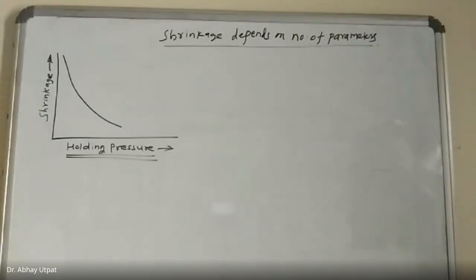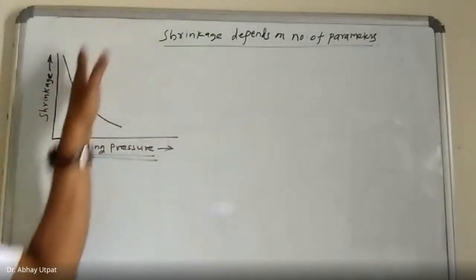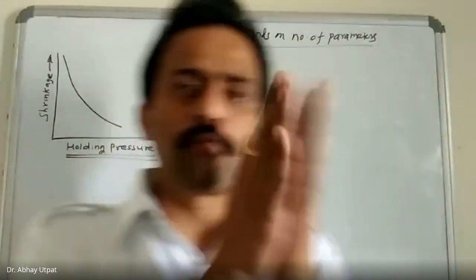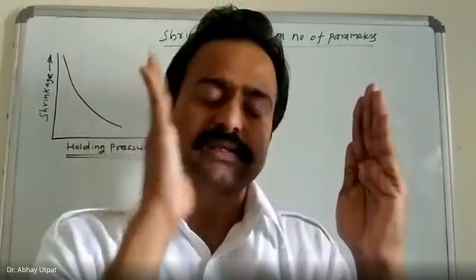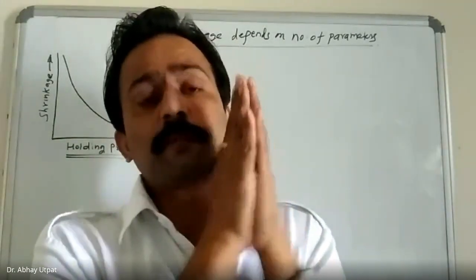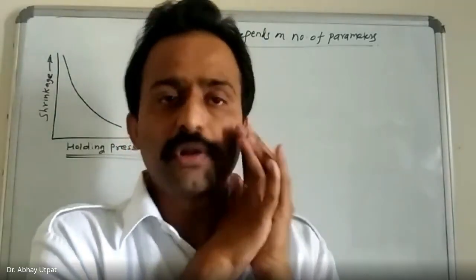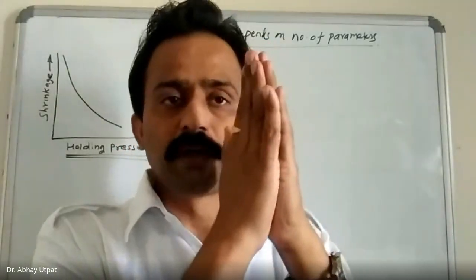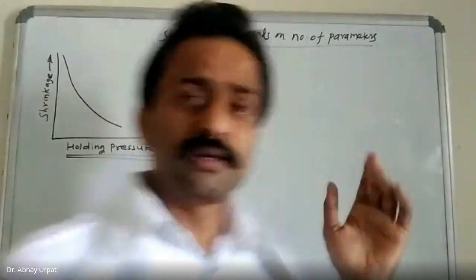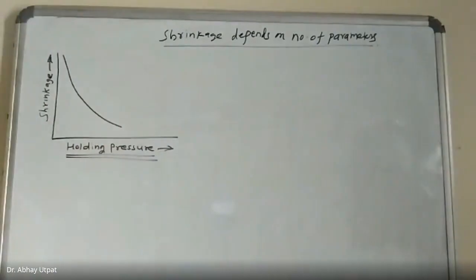What this graph is showing, as holding pressure increases, shrinkage decreases. Holding pressure means what? You are going to hold the mold walls. This is one half, this is another half. These two halves are held together with the help of mechanical clamp or hydraulic or pneumatic clamp. If you hold this tightly, then it is observed that shrinkage decreases. So holding pressure plays an important role in controlling the shrinkage.